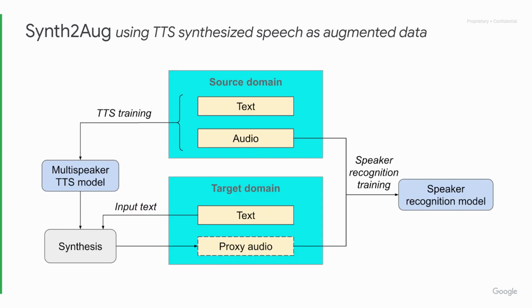Here is the Synth2Aug system diagram we proposed. The goal is to represent the target domain as much as we can in all aspects. While the acoustic properties of the signals, such as the channel effects, would be difficult to capture, it is possible to learn and represent the target domain textual content. And for this task, TTS comes as a natural candidate.